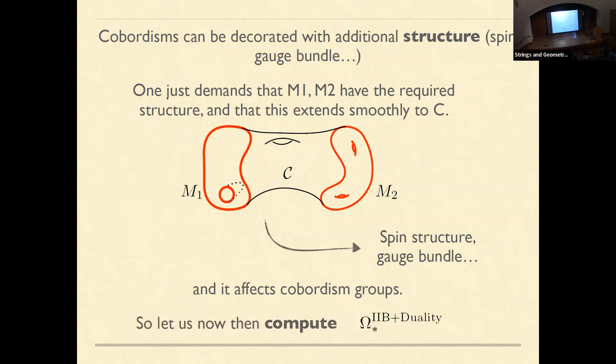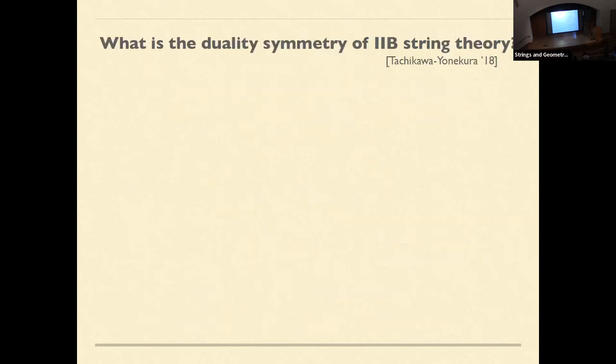And so what we did, now I'm going to tell you what we did. In the context of this way of thinking, we computed what you might call the cobordism groups of type 2B string theory with a duality bundle. So what do I mean by that? Well, to tell you what I mean, I first need to review a little bit what the duality symmetry of type 2B string theory is, because it's a bit more complicated than it seems at first sight.